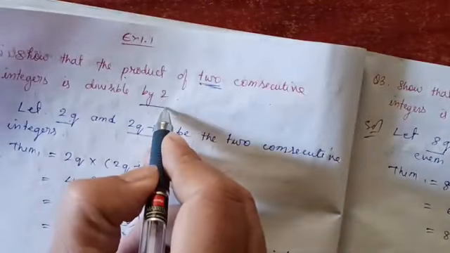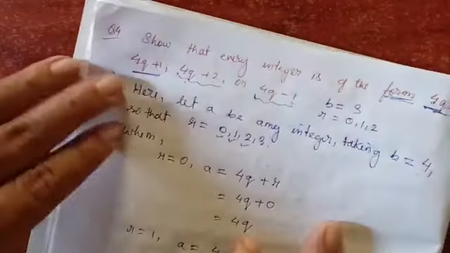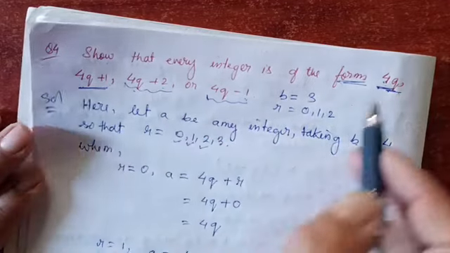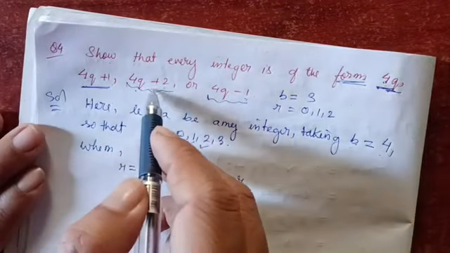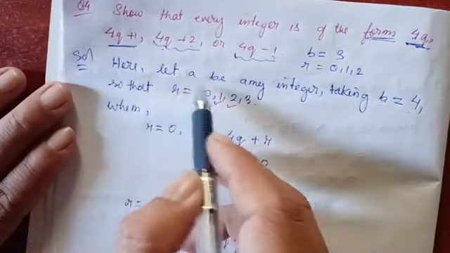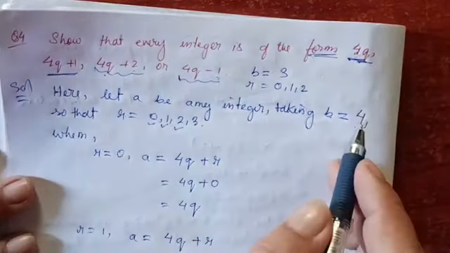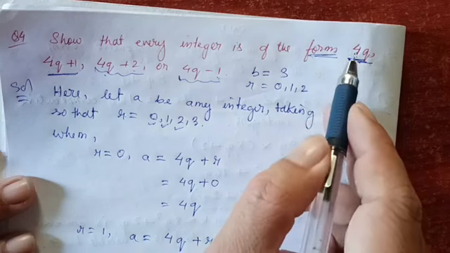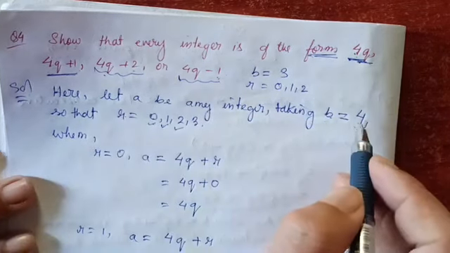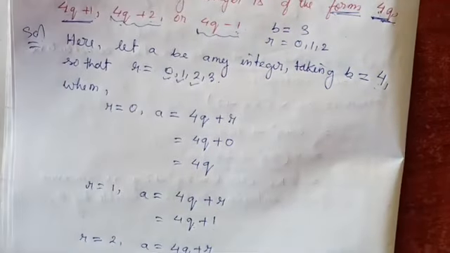Here in question number 2 and question number 3, they are not giving the forms, they only give by 2, by 8. So when the questions give the forms like 4q, 4q plus 1, 4q plus 2, 4q minus 1, you start in this way. Don't forget this line here: let a be any integer taking b equal to 4. In our question it is 4. If this number is 5 or 6 or 7, replace it with that value. Let us go to the next question and you will understand more.